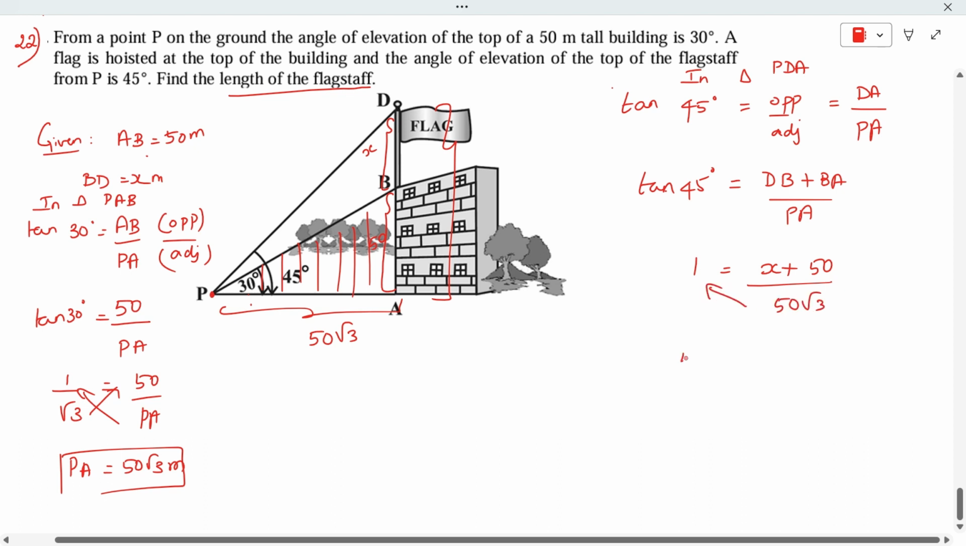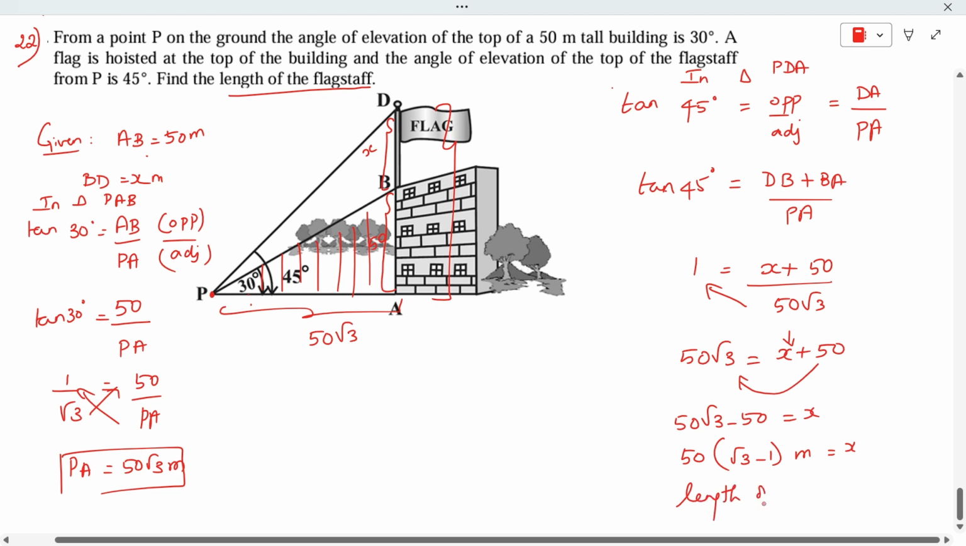So take it to the other side. So 50 root 3 is equal to x plus 50. My aim is to find the value of x. So transpose 50 to the other side. So 50 root 3 minus 50 is equal to x. Take common 50 outside. So it will be root 3 minus 1 meter. So the length of the flagstaff is 50 times root 3 minus 1 meter. Got it?